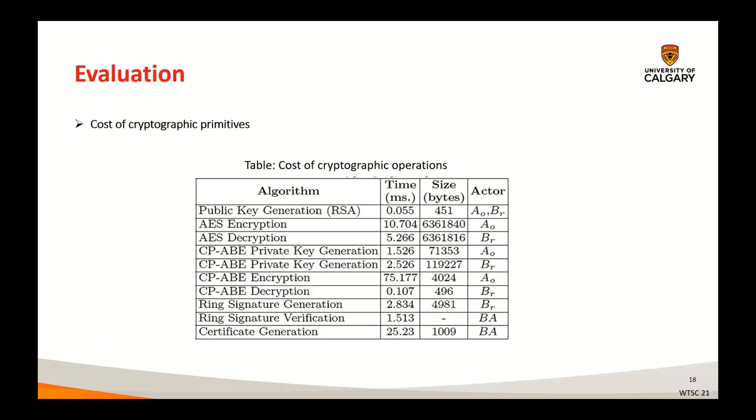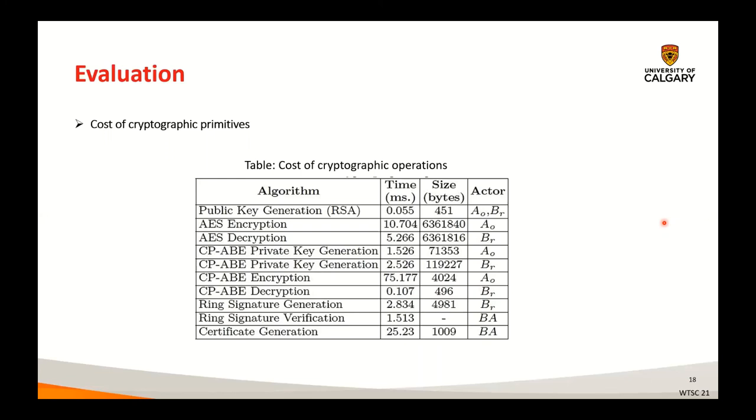Now we present our results obtained from our implementation of the example scenario we just mentioned. The table here represents the cost of cryptographic primitives used in our system, where the first column shows the names of the cryptographic operations, and the next two columns show their corresponding time in milliseconds and size in bytes. And the last column shows the accessibility, that is, who can invoke these cryptographic operations.